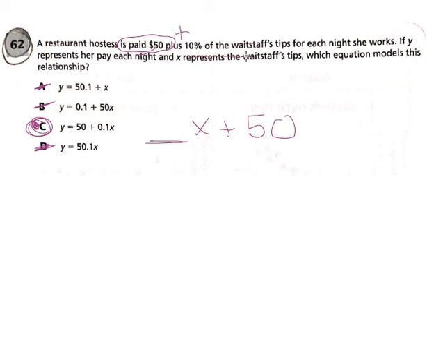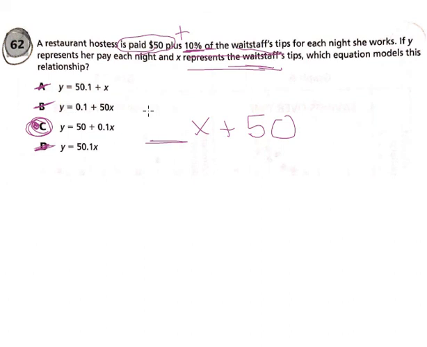So 10% of the wait staff's tip. Well, we know that the word "of" in math means to multiply, so that's telling us that we have something that's going to be multiplied by a total. Well, the total is going to be x because it says x represents the wait staff's tips. So 10% of the wait staff's tip is going to be 10% multiplied by the amount of money they made. What does x represent? The wait staff's tips, yes. Because the hostess makes part of the wait staff's tips. That does make sense. Okay, so we've got 10% here.